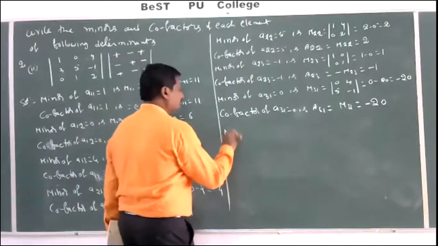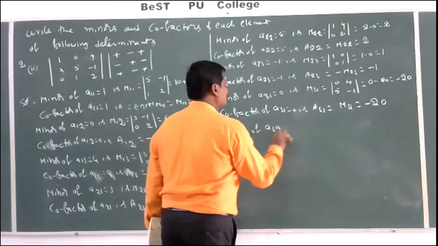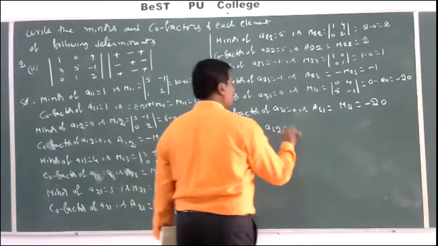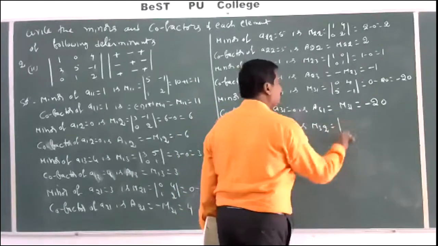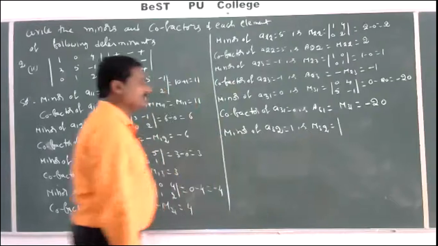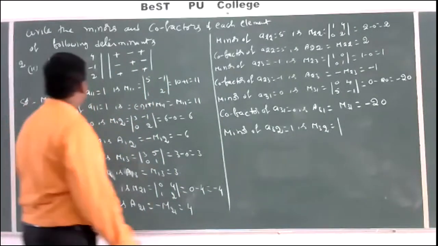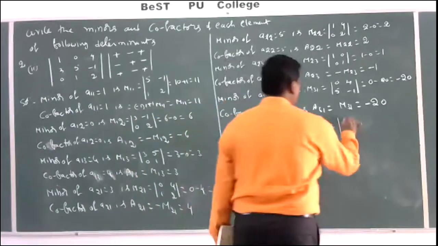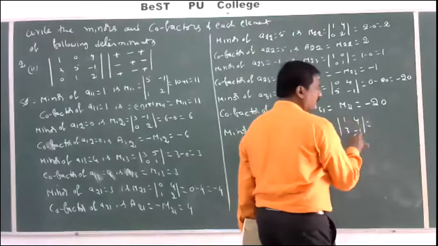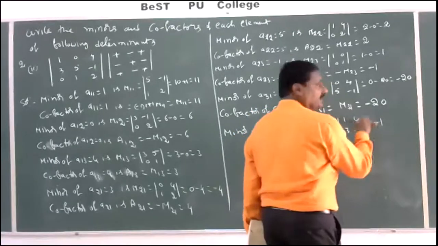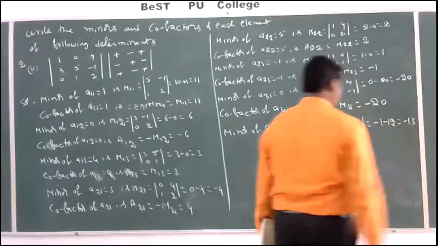Next, minor of A32 is M32. It is present in third row and second column. The determinant of remaining elements 1, 4, 3, minus 1. This is equal to 1 into minus 1 minus 3 into 4. That is minus 13.